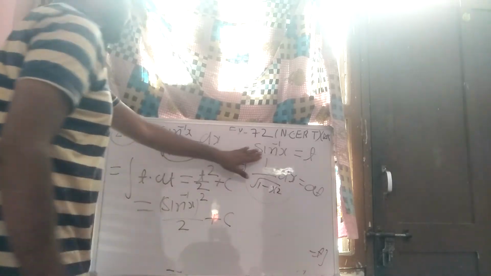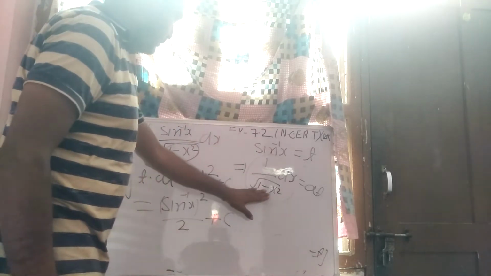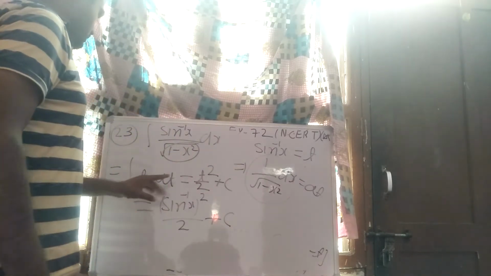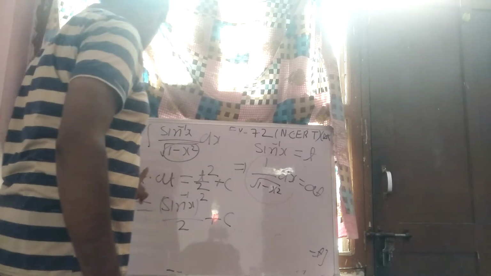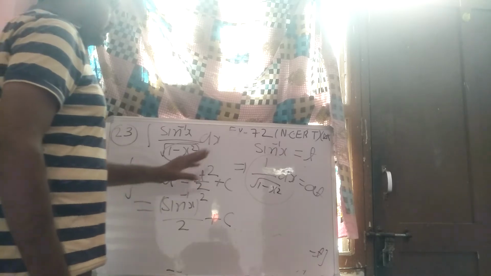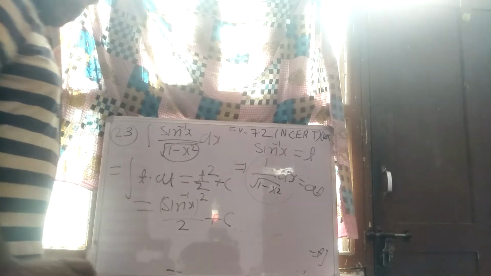Sin inverse x we put, and sin inverse x equal to t. Then 1 upon root under 1 minus x square into dx is dt. We put this as dt and this as t. This is in algebraic form. So t to the power 1 plus 1, that is t square upon 2, plus c. And we also put the value of t: sin inverse x power 2 upon 2 plus c.